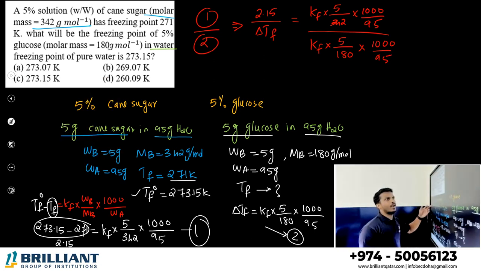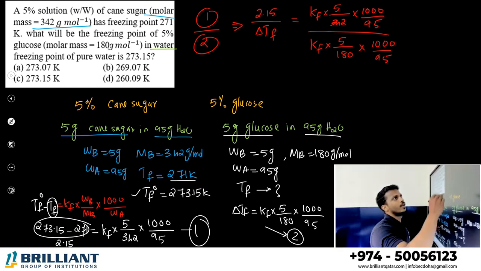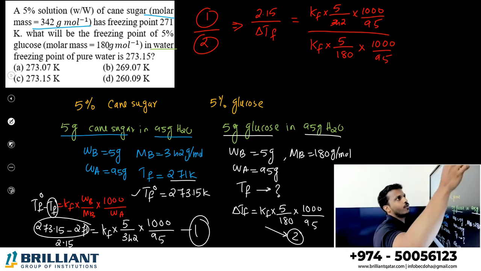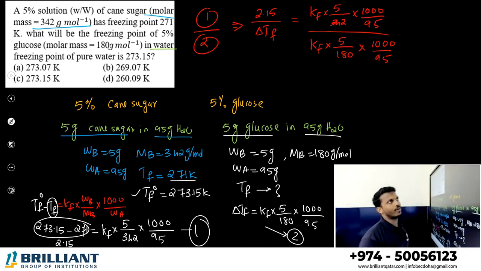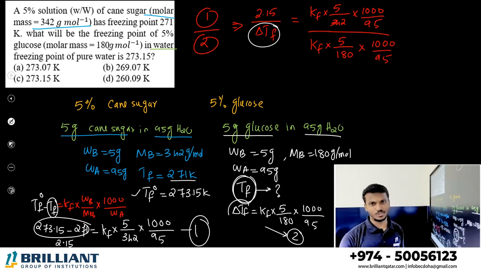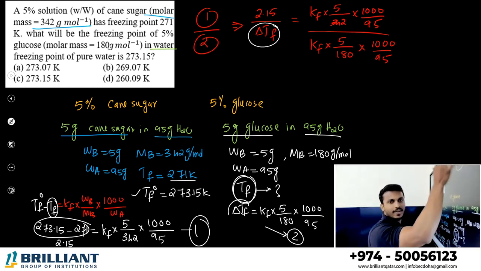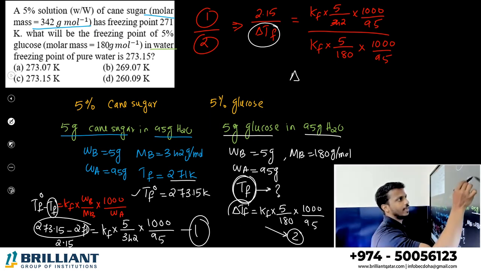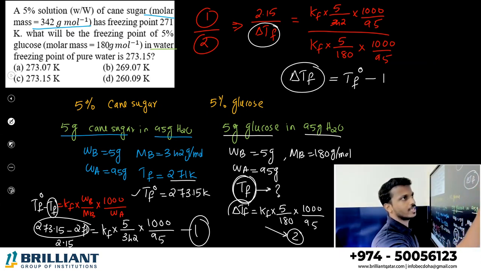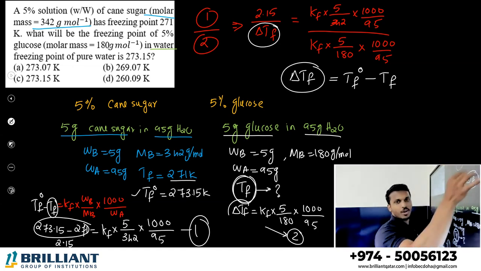Then it is simple to calculate. Most of the terms are going to cancel here. 1000 by 95, 1000 by 95 will be cancelled, KF, KF cancel, 5 and 5 cancel, only 180 divided by 342 remains. The question is not to calculate delta TF, but to calculate TF, the freezing point of the solution. So first calculate delta TF. After calculating delta TF, how do you get TF? Delta TF is TF naught minus TF.